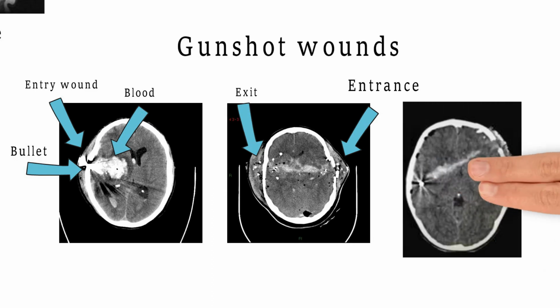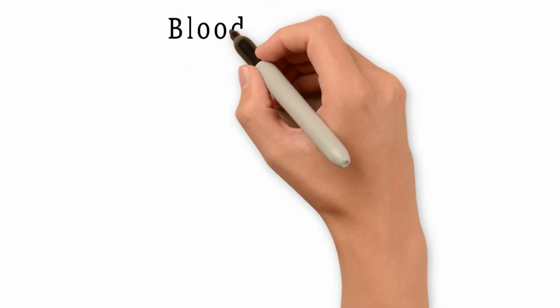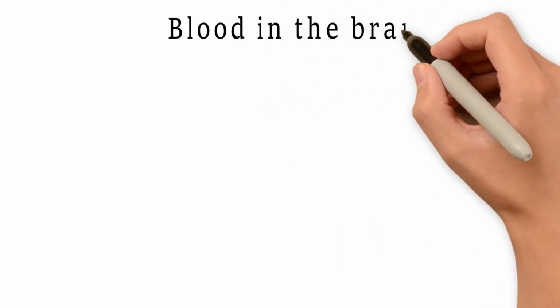This next scan shows a gunshot wound where the bullet enters on one side of the head but does not exit the head. The bullet itself can be seen as a metal artifact near the skull on the opposite side, with a trail of blood along its path. Bleeding into the brain or the skull can easily be seen on the scans.